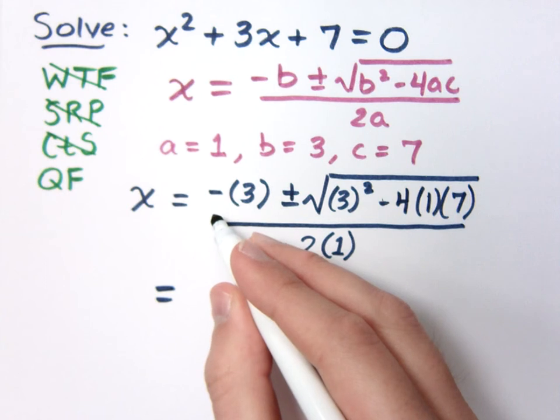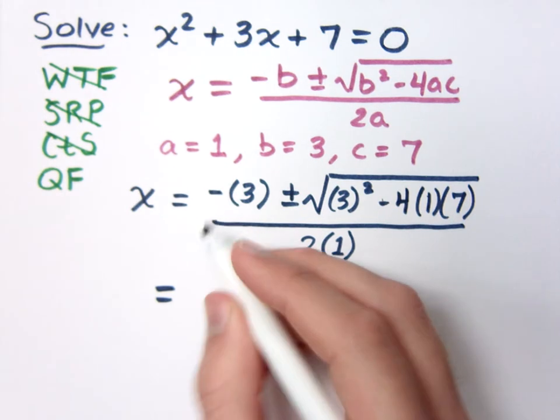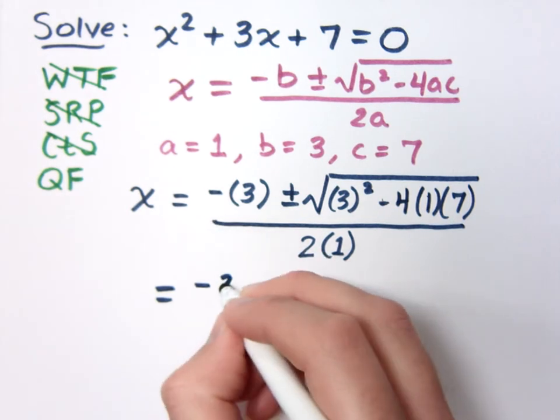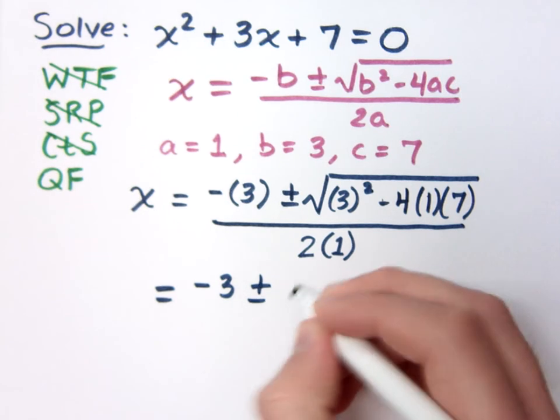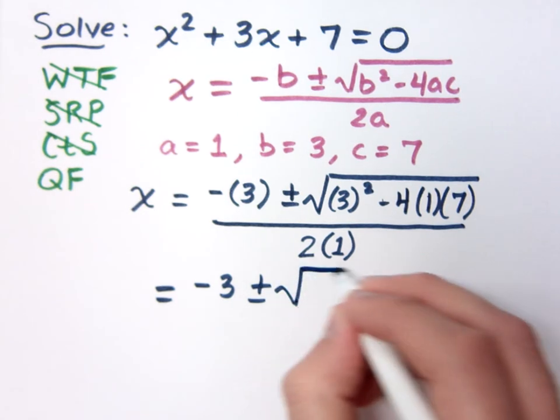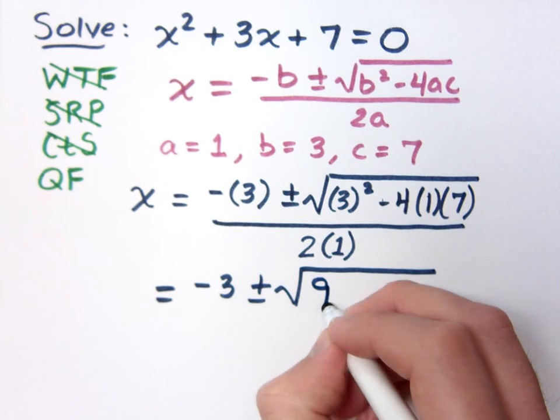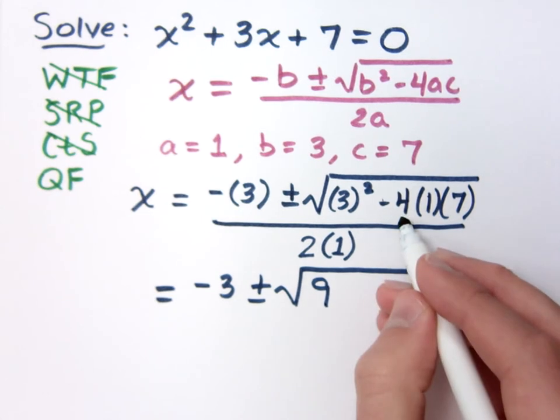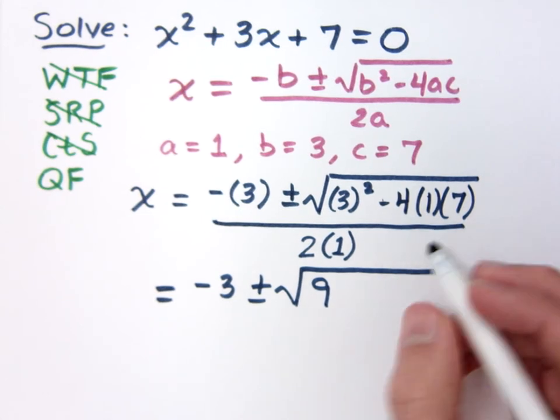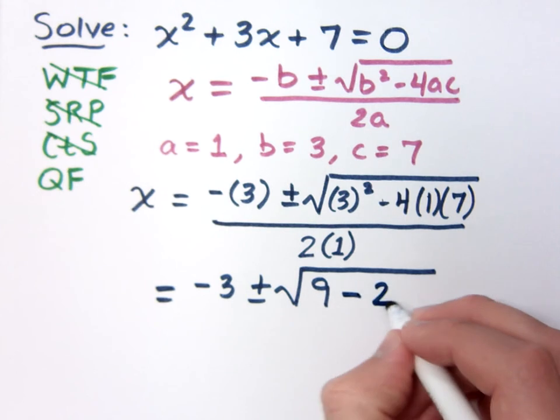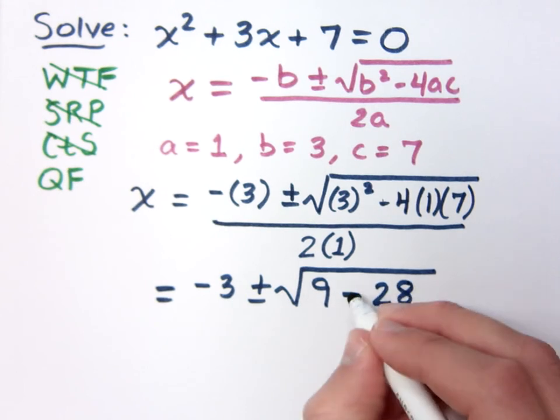For example, I didn't need to write negative parentheses 3. I could have just written what? -3. And looking ahead, we know we've got 3 squared. You probably don't need to write 3 squared. You could just write 9. And then minus 4 times 1 times 7 is what? 28. Positive or negative, though? Negative. It's going to be negative.